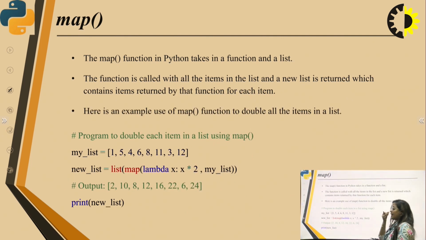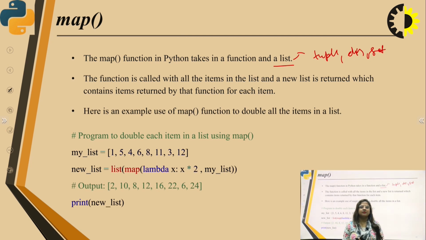Now the next one is map. The map function in Python takes a function and a list, meaning here we use the function on a list, but not only a list. You can use a tuple, dictionary and set, different data types in Python, with this function. The function is called with all the items in a list, and a new list is returned containing the items returned by the function.